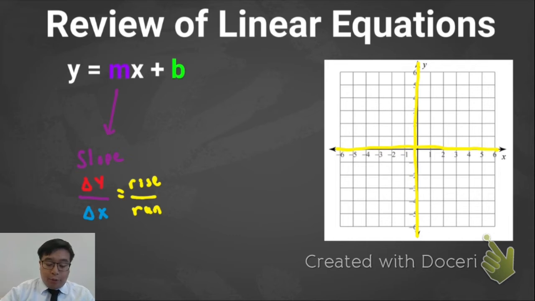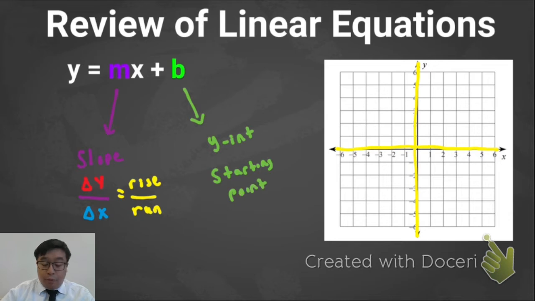The last part in our equation is going to be the b value. What does this b value stand for? The b value typically stands for the y-intercept, or sometimes is known as the starting point. We always start things at 0, so the y-intercept is going to be whenever the graph crosses the y-axis, because that's when x is equal to 0.